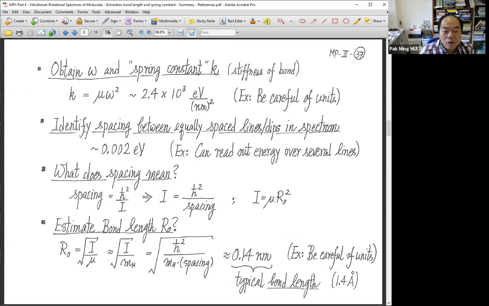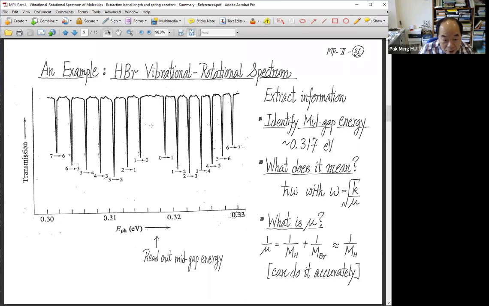And then with that, you read out h bar omega, and then you know the reduced mass, you can calculate the spring constant. Okay, so with that, you can calculate something out. But usually, spring constant is presented in another typical unit. So you may need to convert units sometimes.